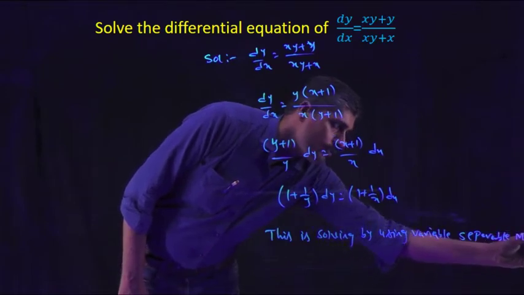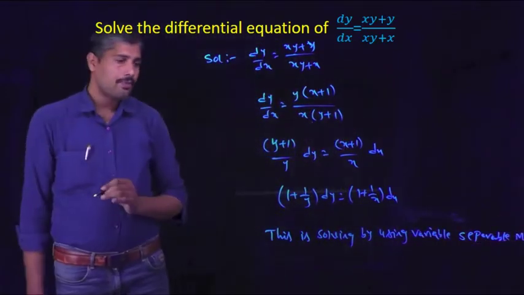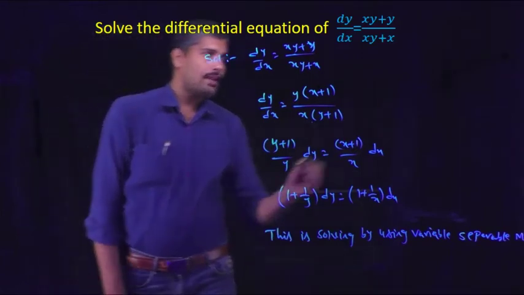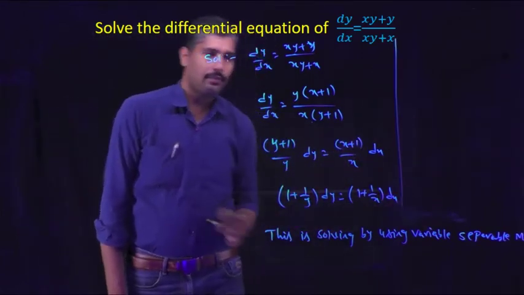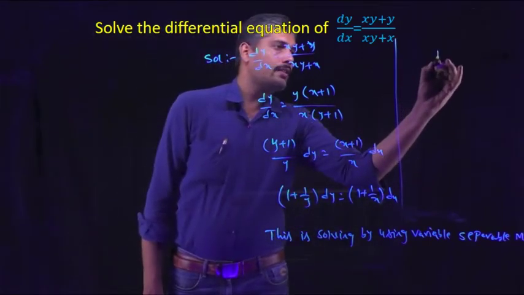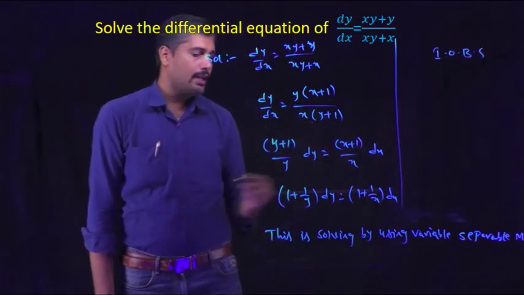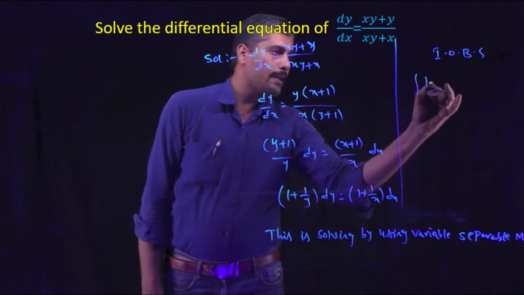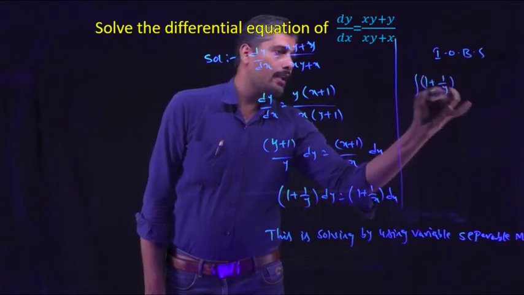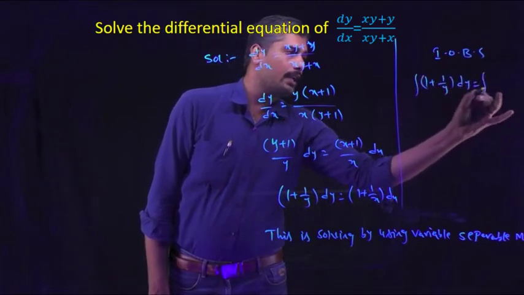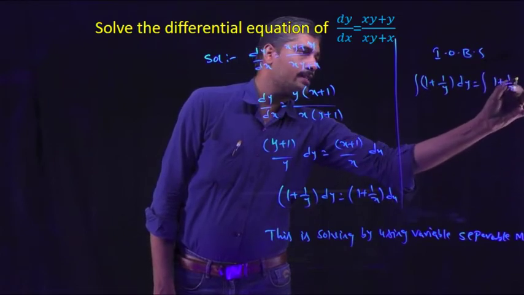Right? What we do? Integrating on both sides. Then we take integral (1 + 1/y) dy equal to integral (1 + 1/x) dx.